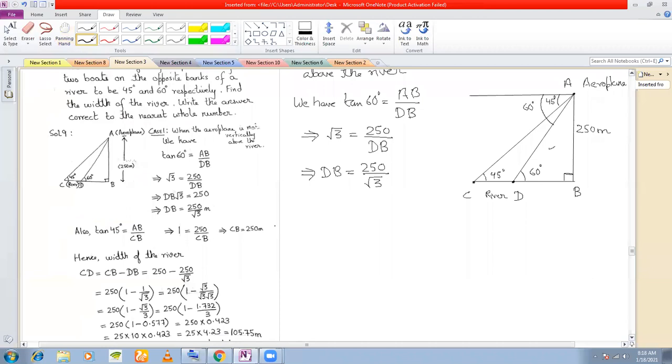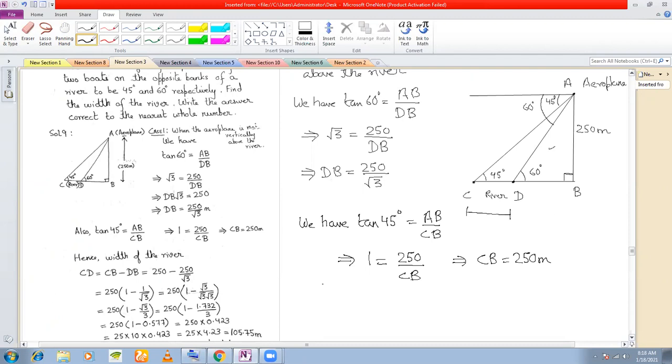Okay. So we have got the length of DB. Let us proceed now to find out the length of CB. In order to find out CB, we shall consider the bigger right angle triangle, ACB. So we have tan 45 degrees is equal to AB by CB. Tan 45 is 1, length of AB is 250, and we need to find out the length of CB. So therefore, the length of CB is 250 meters. Okay, so we have found out the length of DB and we know the length of CB. So therefore, what is this length? The entire length CB minus the length DB.